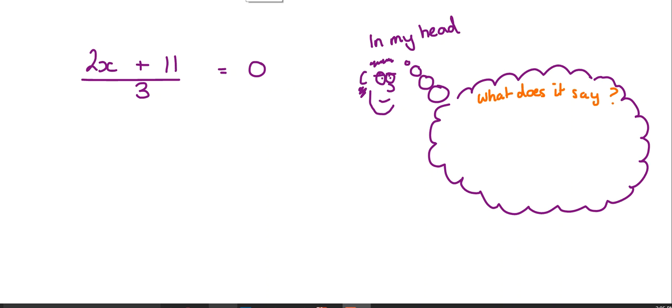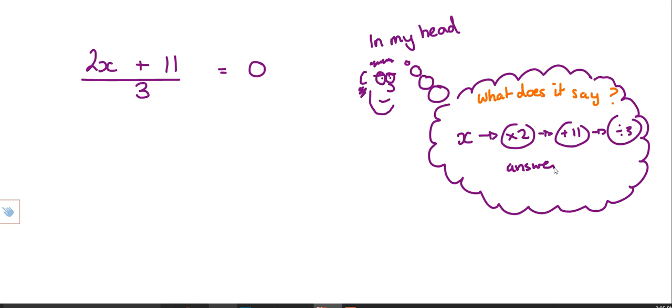Okay, so I've just written a little thing here. In my head, I'm looking at it saying, what does it say? It says that I take x and I do what to it first? We times it by 2 first, then I add 11, then I divide by 3, and I get the answer 0.